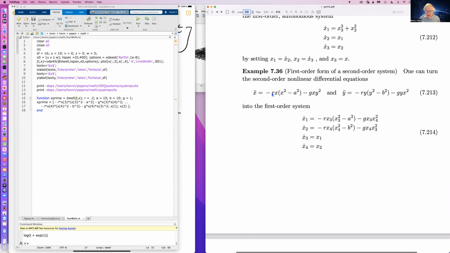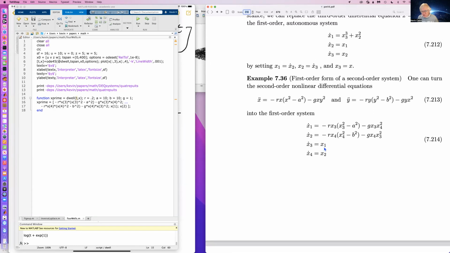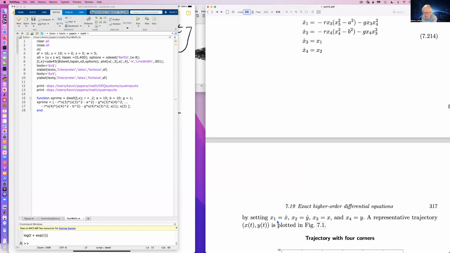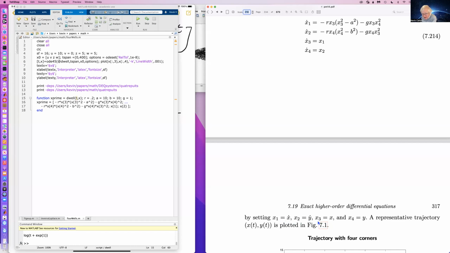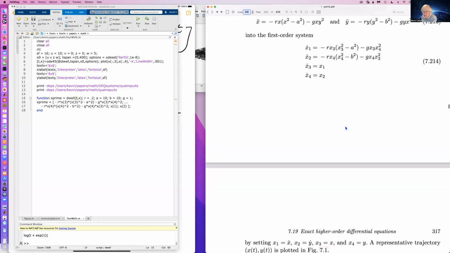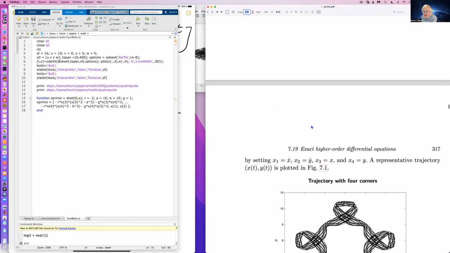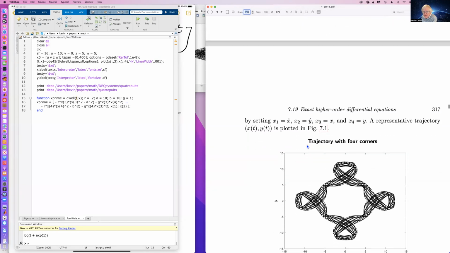X double dot is minus rx, x squared minus a squared minus g x y squared, and y double dot is minus ry, y squared minus b squared minus g y x squared. So what you can do here is you can say that x3 dot is x1, x4 dot is x2, and then x1 dot is this, and x2 dot is that. And what has happened here is that x1 is x dot, x2 is y dot, x3 is x, and x4 is y. So that's what this seemingly autonomous system means.